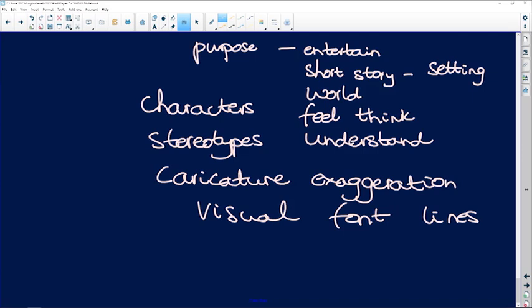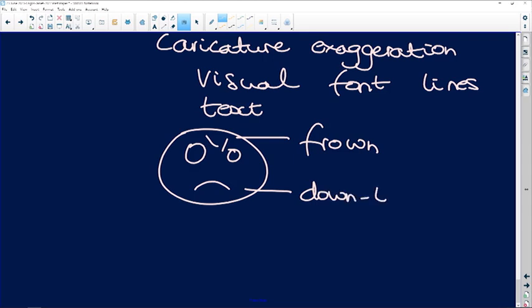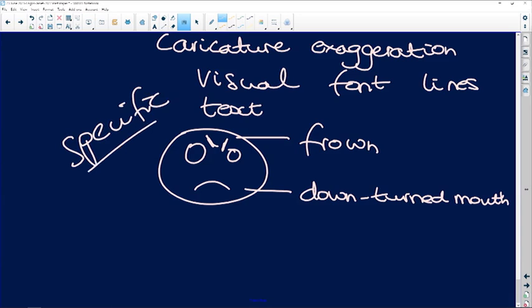So you are looking at the text, what they say, but also what you see. Always look at the emotions of the characters and how you know. If you are asked, what is the character feeling? Don't say, the character is angry, I can see that from the facial expression. Say, the character is angry, I can see it from the frown and the down-turned mouth. Please don't say the mouth is frowning, only the eyebrows can frown. So you must be specific. You must look specifically and tell me exactly what you are seeing.